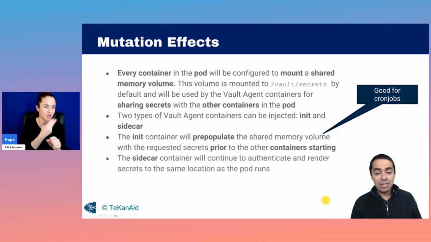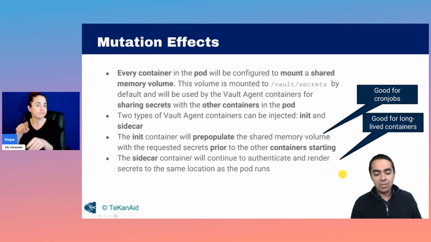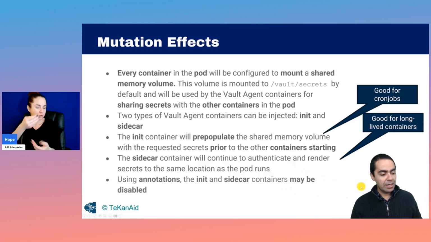And then the second one is the sidecar container, which will continue to authenticate and render secrets to the same location as the pod runs. And this one's really good for long-lived containers. And if you use dynamic secrets later, which I highly recommend you do, as those secrets change over time, the sidecar container can render those secrets for the application dynamically. And then using annotations, the init and sidecar containers can also be disabled.